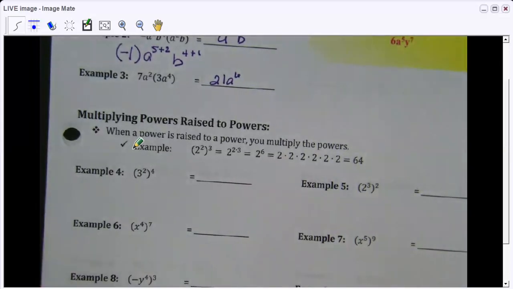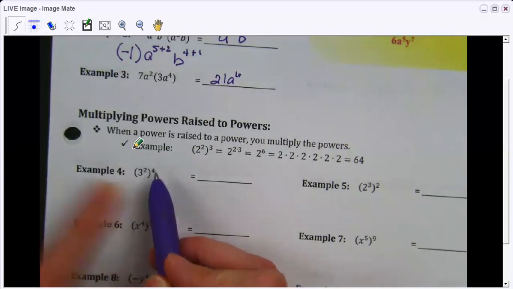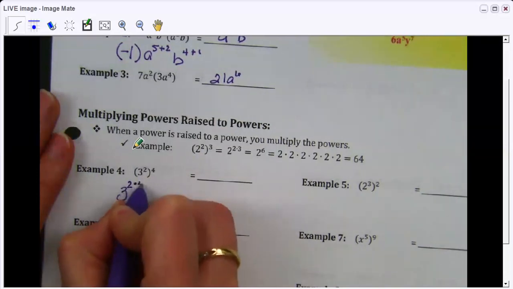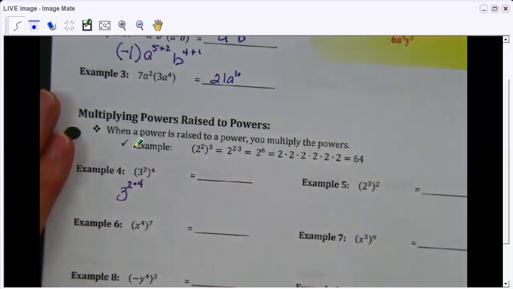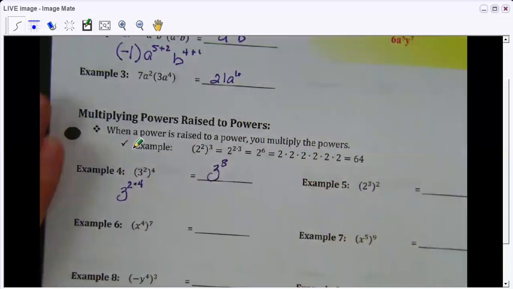Now we have powers raised to powers. And when you raise a power to a power, that means you're going to multiply your exponents. In this case, we have 3 to the power of 2 raised to the power of 4. The way that works is we take 3 to the power of 2 times 4. And so our answer would be 3 to the power of 8. And no, we're not going to multiply 3 eight times here.